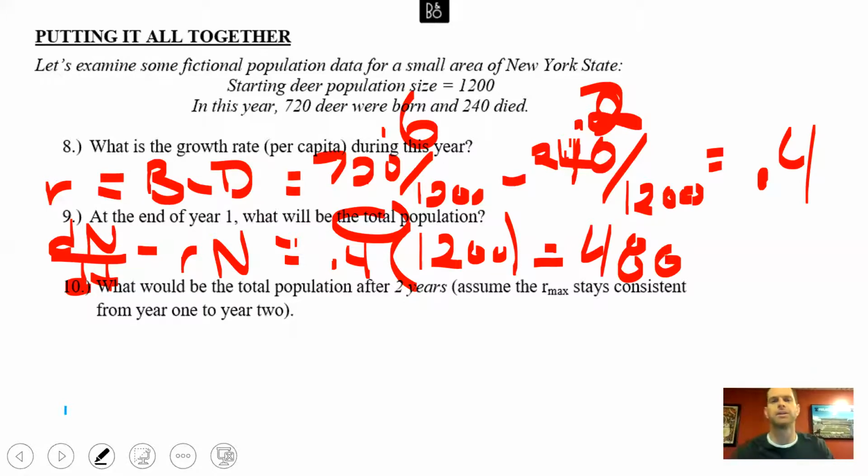Okay, and that's how many should be, well, that's actually not the correct answer right now because 480 is how many we're going to go up. You have to keep in mind that we still have to add that to the 1,200.